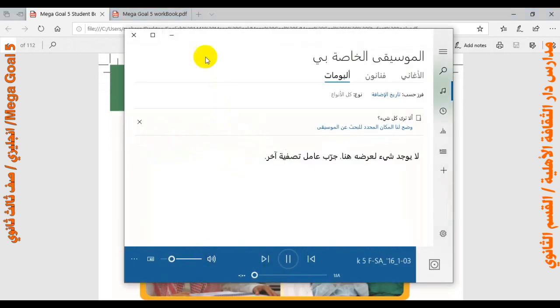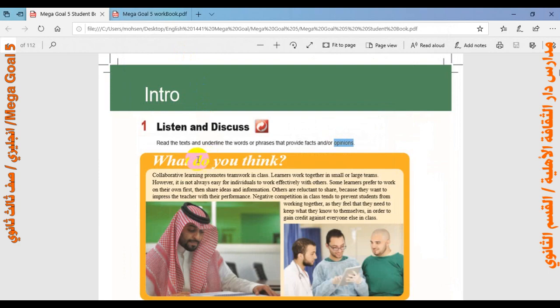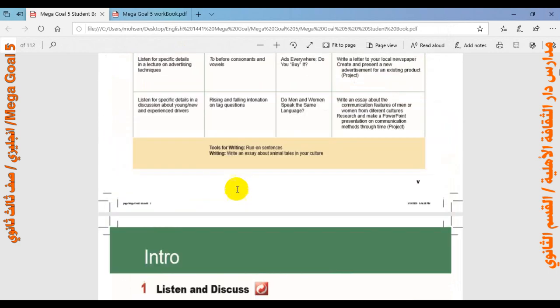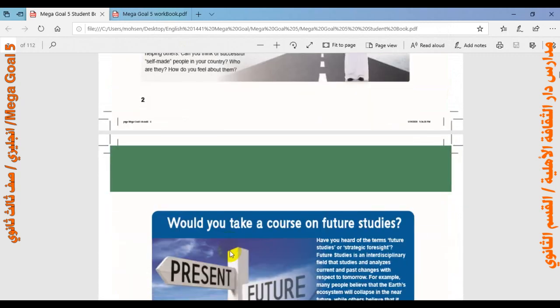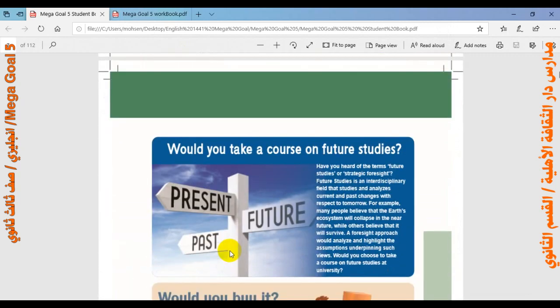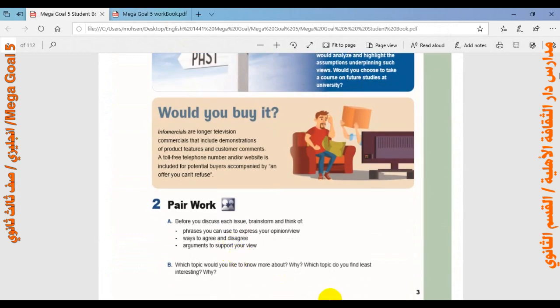Yes, listen. Page 4. Conversation. Listen and practice reading the conversation in pairs. Then act it out. Adnan and Yahya are high school students. They are walking along the corridor chatting during break. Listen, stop.